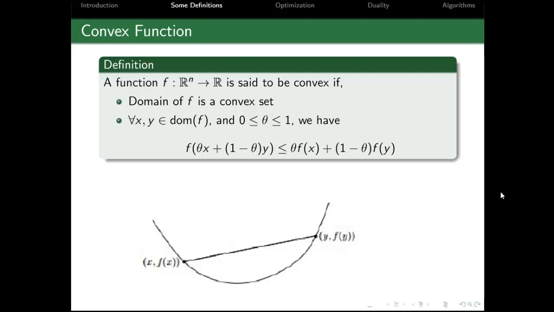So geometrically you can see that the line joining x, f of x and y, f of y should lie above the curve. So if this happens, we can see that the values f of theta x plus 1 minus theta y are the points along the curve, and theta f of x plus 1 minus theta f of y are the points along the line segment joining x, f of x and y, f of y. So by ensuring that this is always above the function, we ensure that the inequality holds, thus making it a convex function.